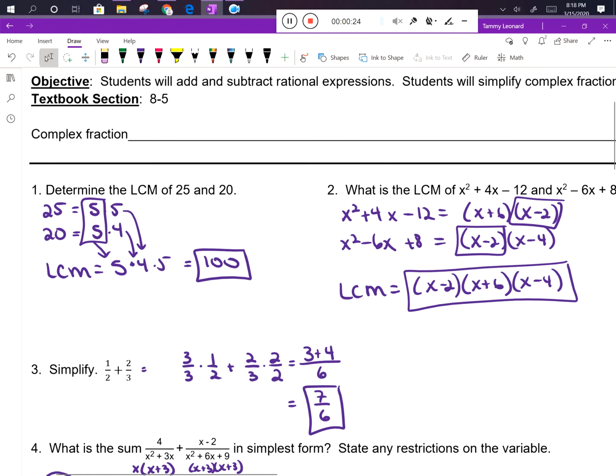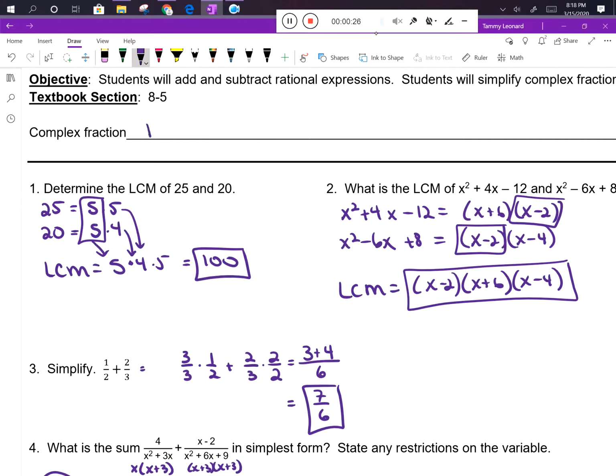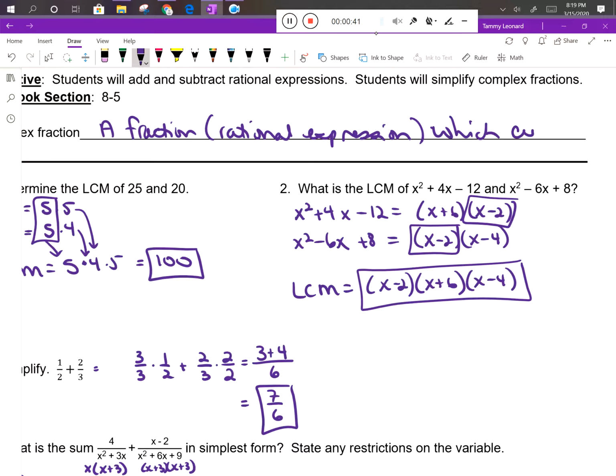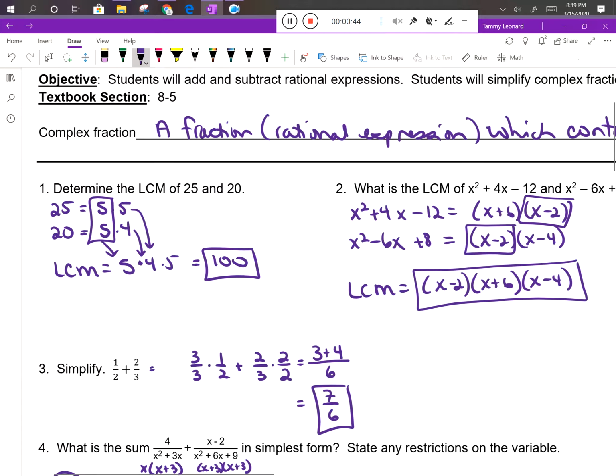The one definition here we have is a complex fraction. This is a fraction or rational expression which contains a fraction in the numerator and or denominator. So basically a complex fraction is a fraction inside of another fraction.